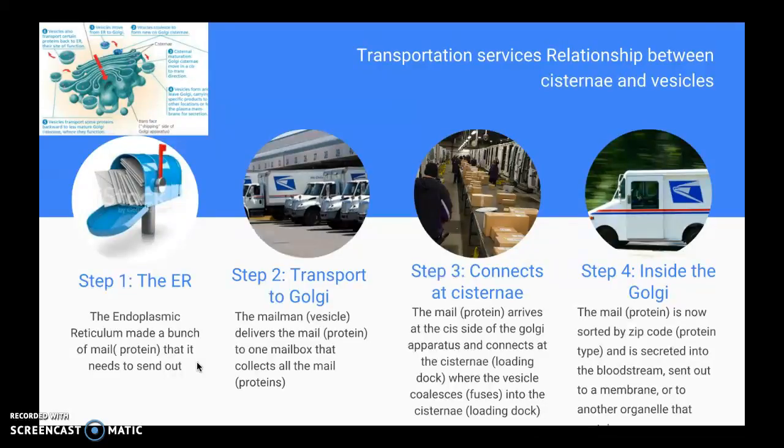Step three connects at the cisternae. The mail or the protein arrives at the cis side of the Golgi apparatus and connects at the cisternae, which you can think of as a loading dock. And there the vesicle coalesces or fuses into the cisternae. Step four, inside the Golgi, the mail or the protein is now sorted by zip code, which is protein type, and is secreted into the bloodstream, sent out to a membrane or to another organelle that needs it.